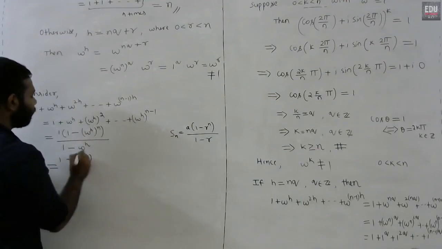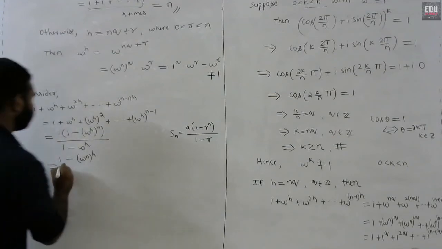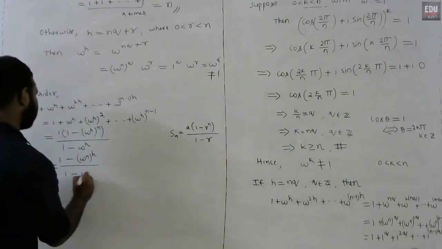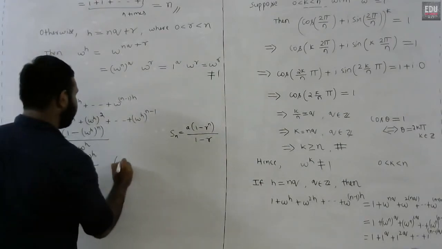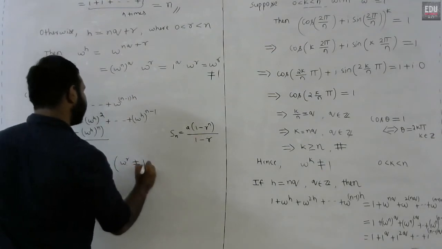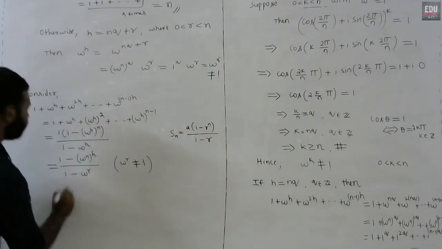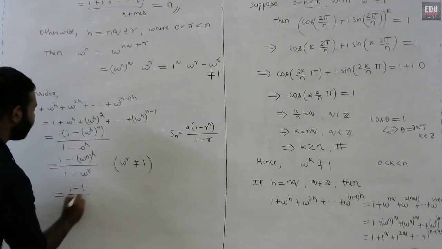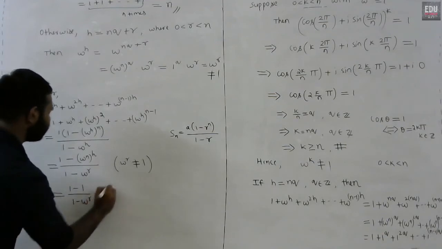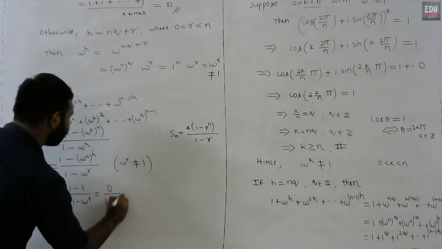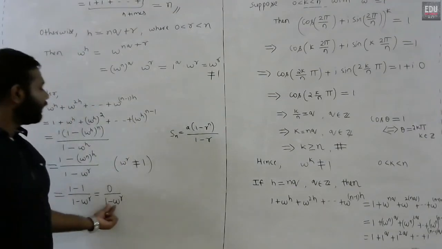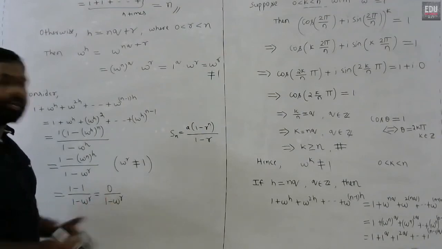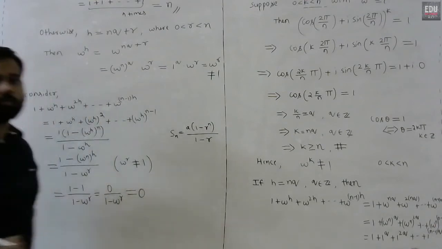It can be written as omega power n whole power h divided by 1 minus omega power h. So omega power h is omega power r, where omega power r is not equal to 1. Now omega power n is 1, so 1 minus 1 is 0, divided by 1 minus omega power r, where the denominator is non-zero. The denominator cannot be equal to 0. So 0 by some finite number is 0.